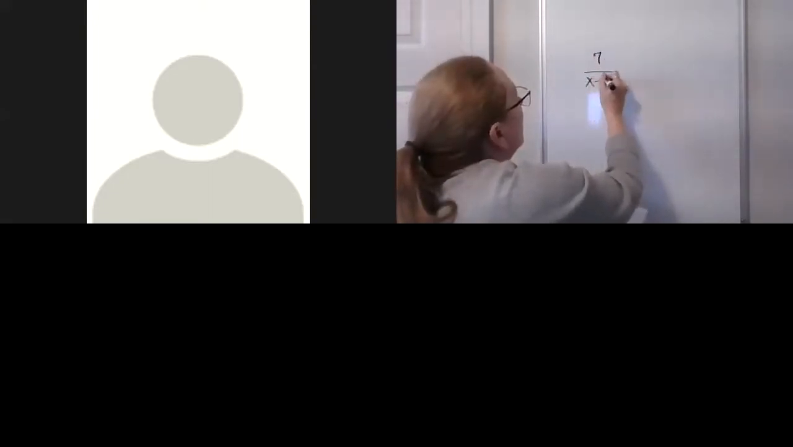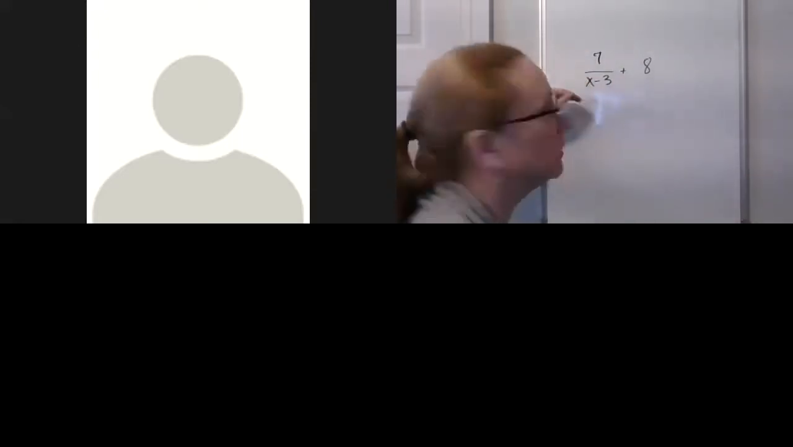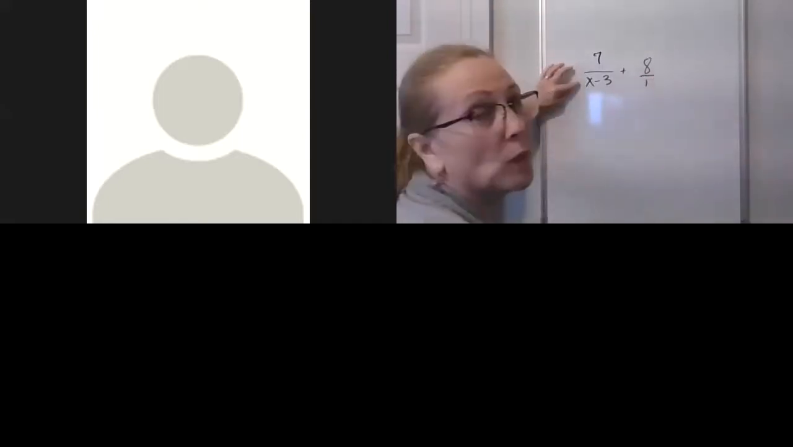All right, next one up. We have a whole number, and we're adding or subtracting with expressions. Well, we still need our LCD. This denominator is 1, so our LCD is x minus 3.